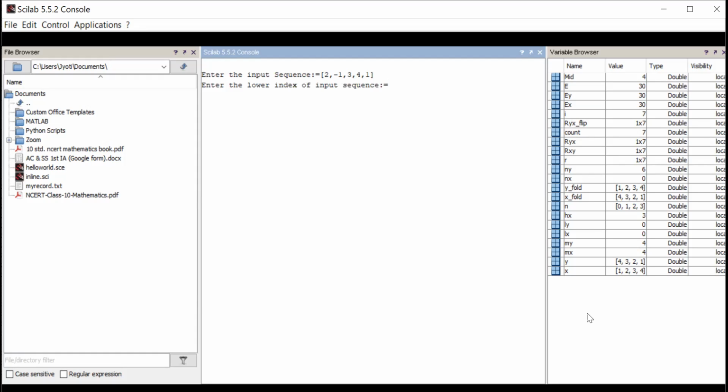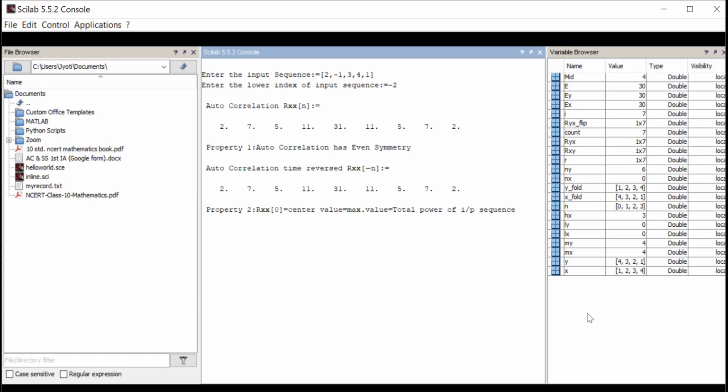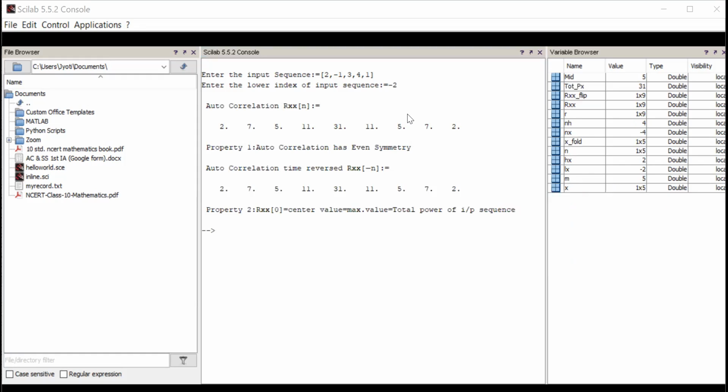Next, enter the lower index of the input sequence, that means where x of n will start. Suppose I take x of n starting at the -2 position. Enter. Now you see the autocorrelation value Rxx of n is 2, 7, 5, 11, 31, 11, 5, 7, 2. Then its property is also verified: autocorrelation has even symmetry.